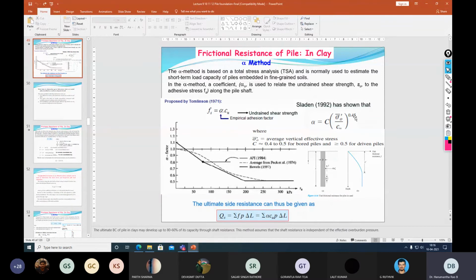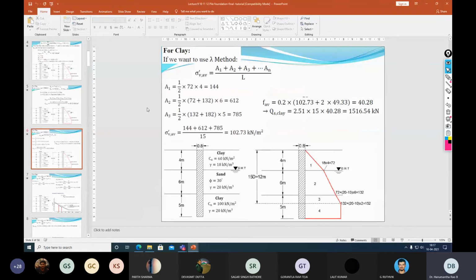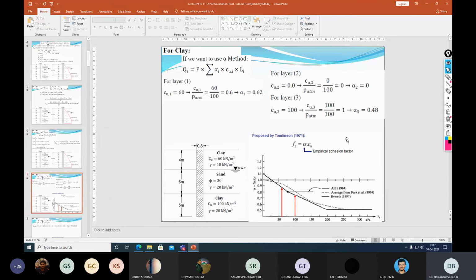From the exam point of view, I can ask anything, either to use the chart, or this empirical equation, or the tabular form. Any of the three can come in the exam. So be careful about the use of all three methods for the calculation of alpha. Don't blame me later that sir did not discuss it in the class.